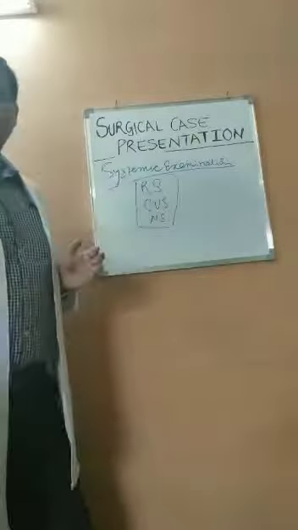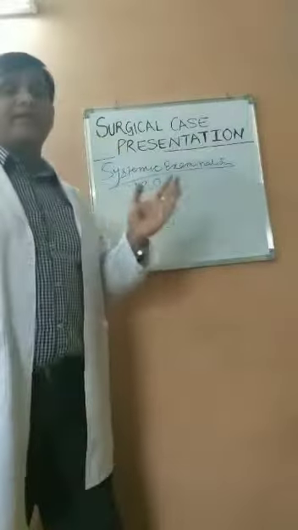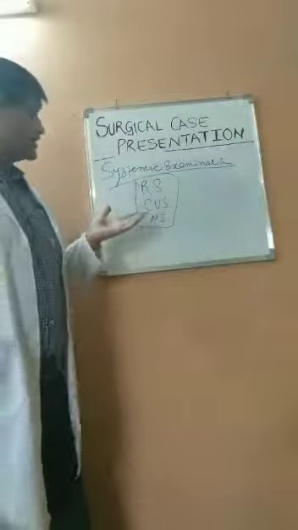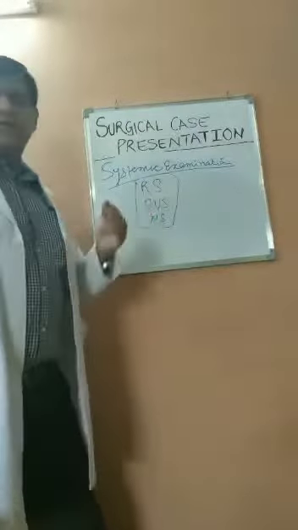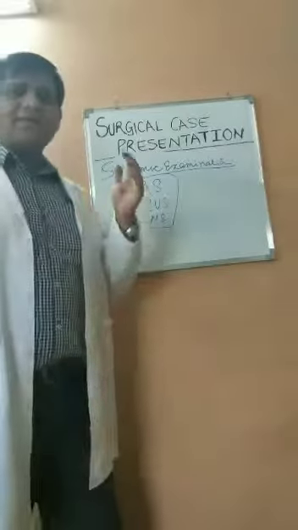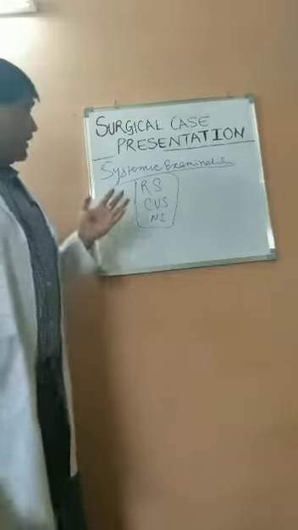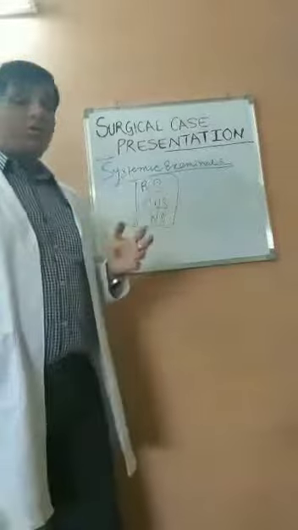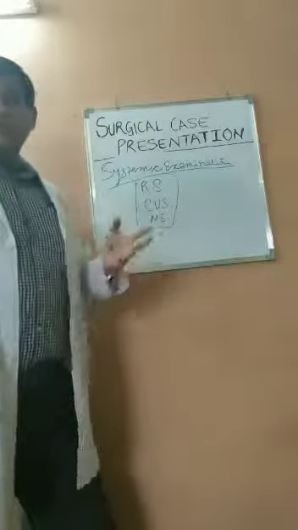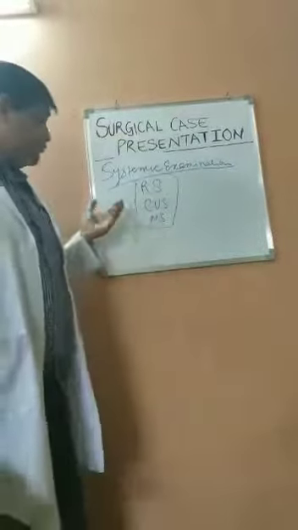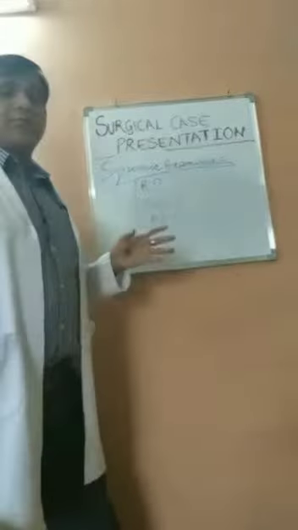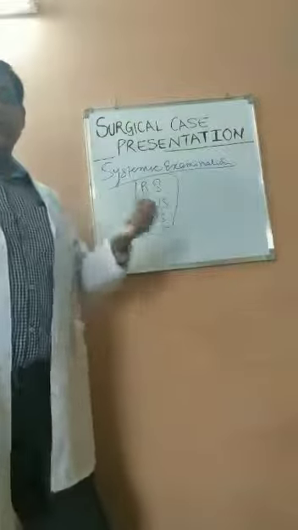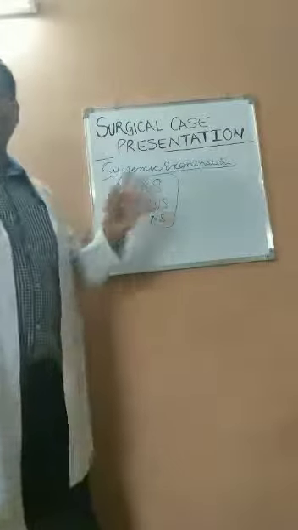How is the respiratory condition? You say the bilateral air entry is normal, there is no added sound, no bronchi or no crepitations. Similarly in the heart, CVS, you can say S1 and S2 are heard normally, and there is no added sound or murmur. In the nervous system, besides mentioning the GCS of the patient, you mention the superficial and deep reflexes and the cranial nerve examination.